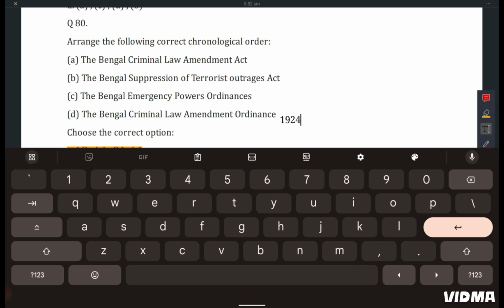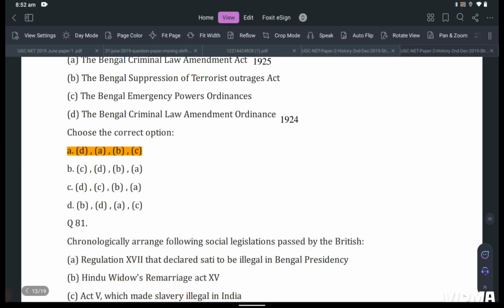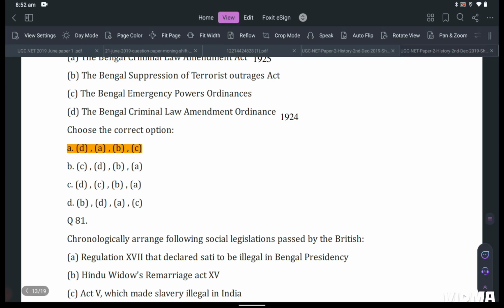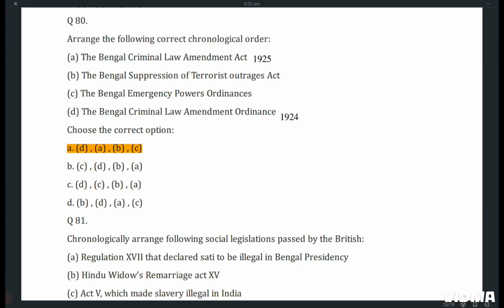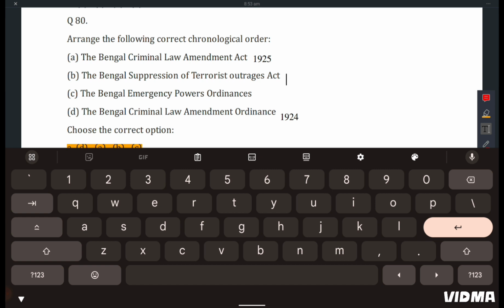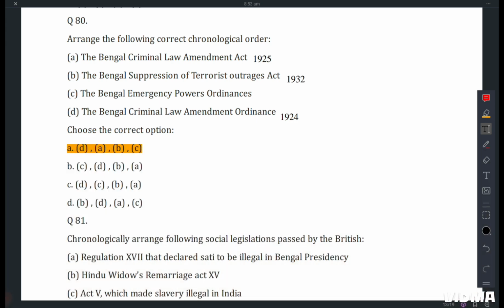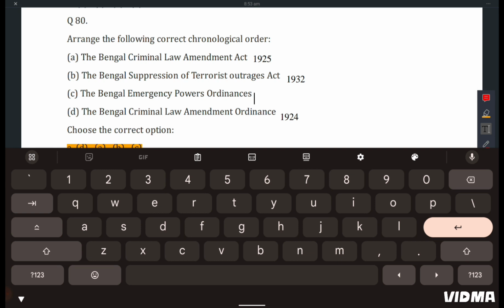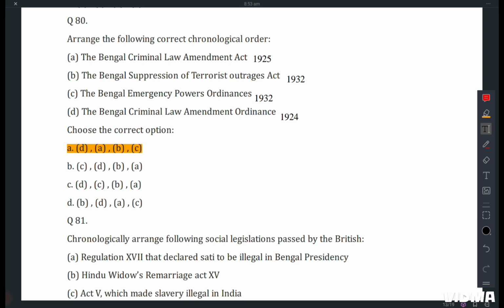I was correct. Then comes the criminal law, which is 1925. Bengal Suppression of Terrorist Outrages Act 1932. Why is it happening? Okay, Bengal Outrages Act 1930. And then comes Bengal Emergency Powers Ordinances 1932. It is also 1932. And yes, this is the answer given in our official answer key, A. That's why I am also considering it as A.